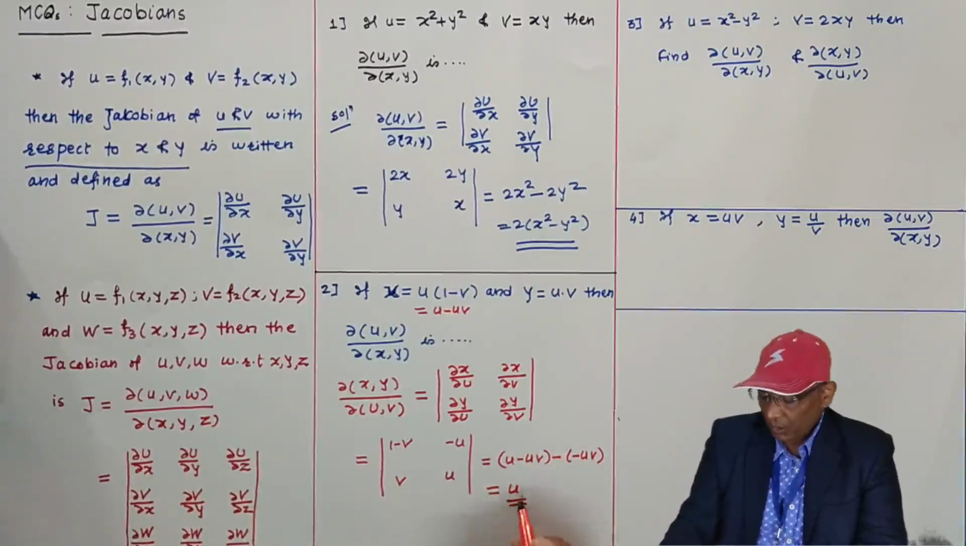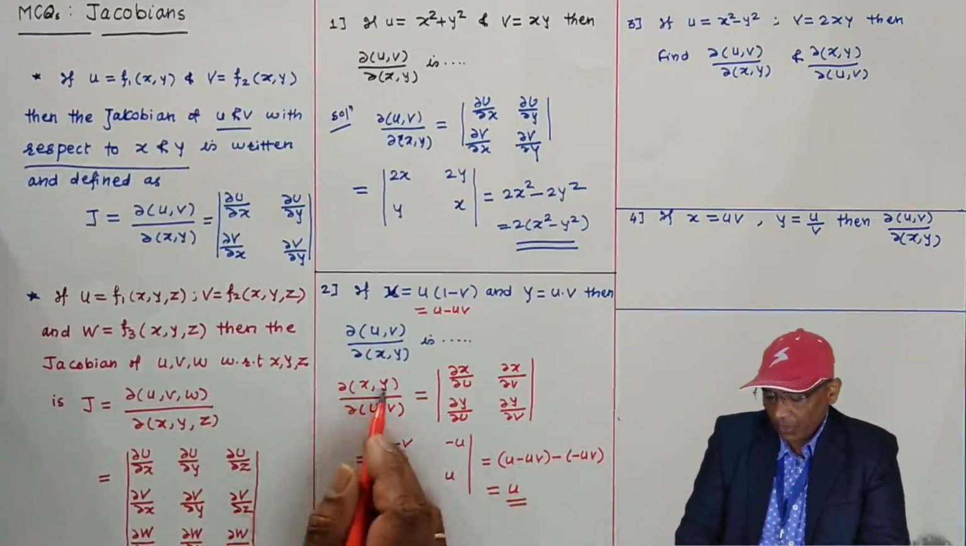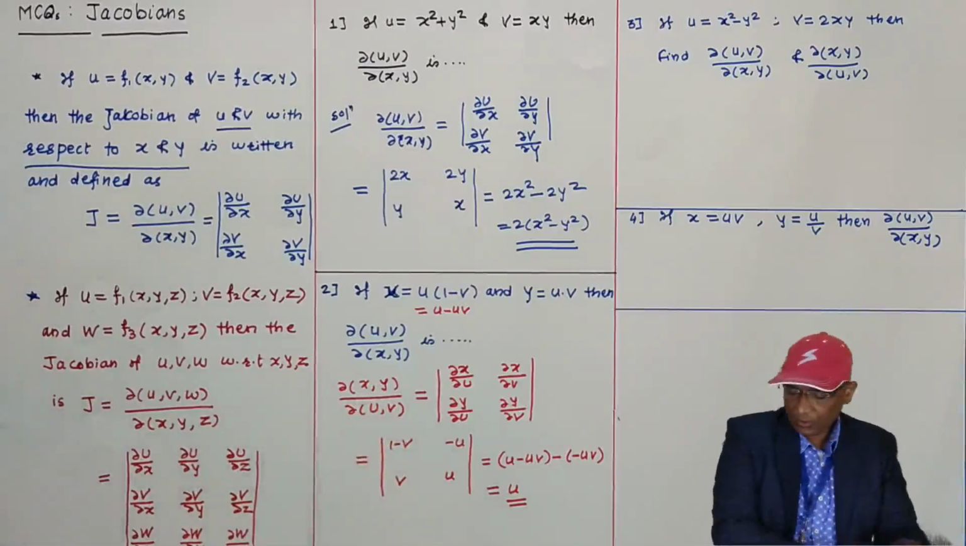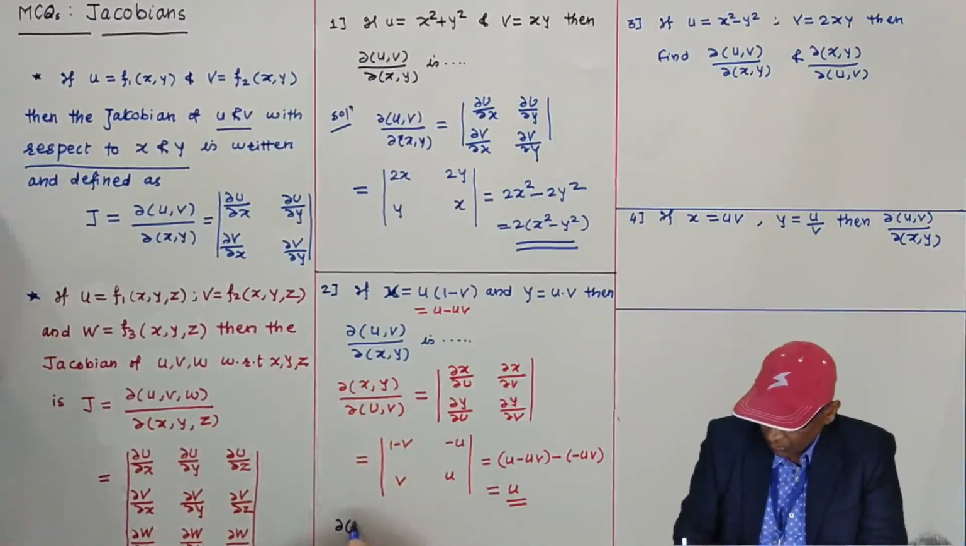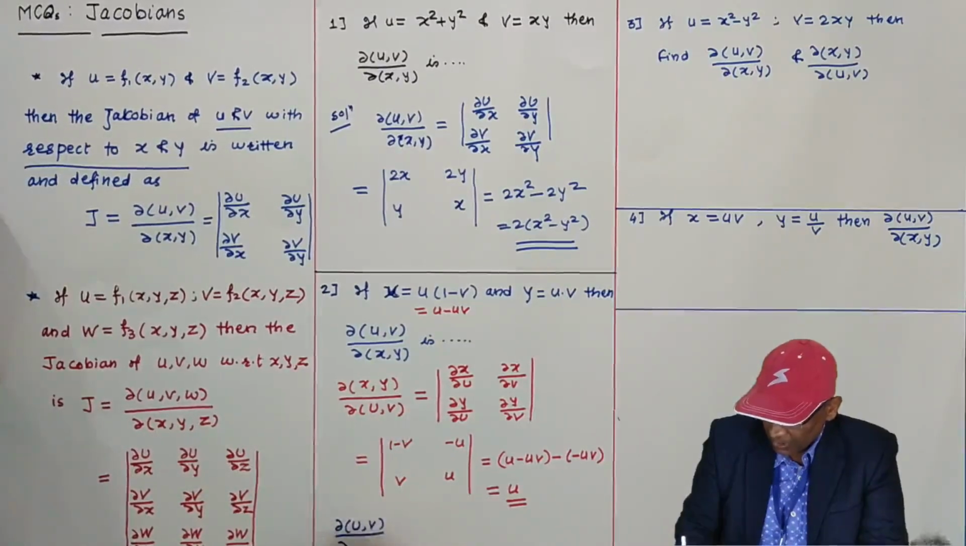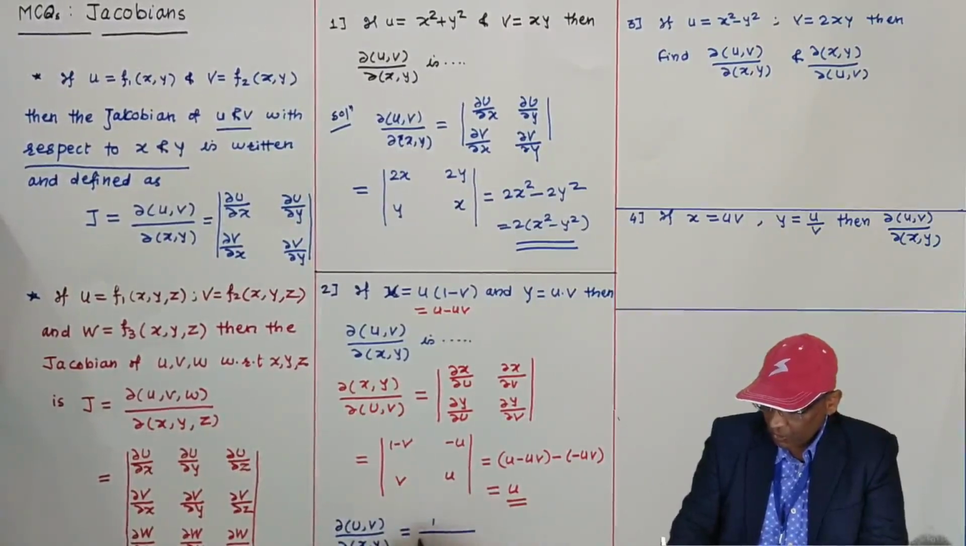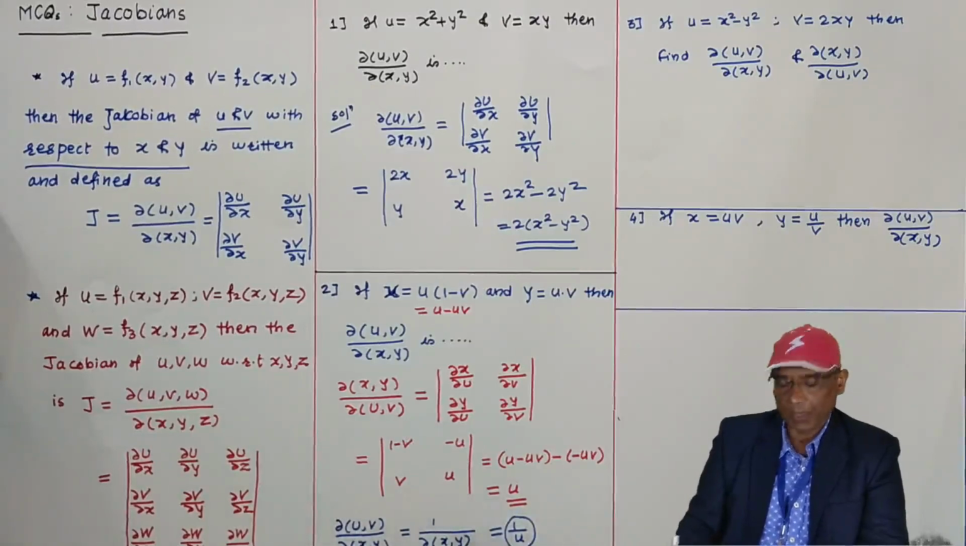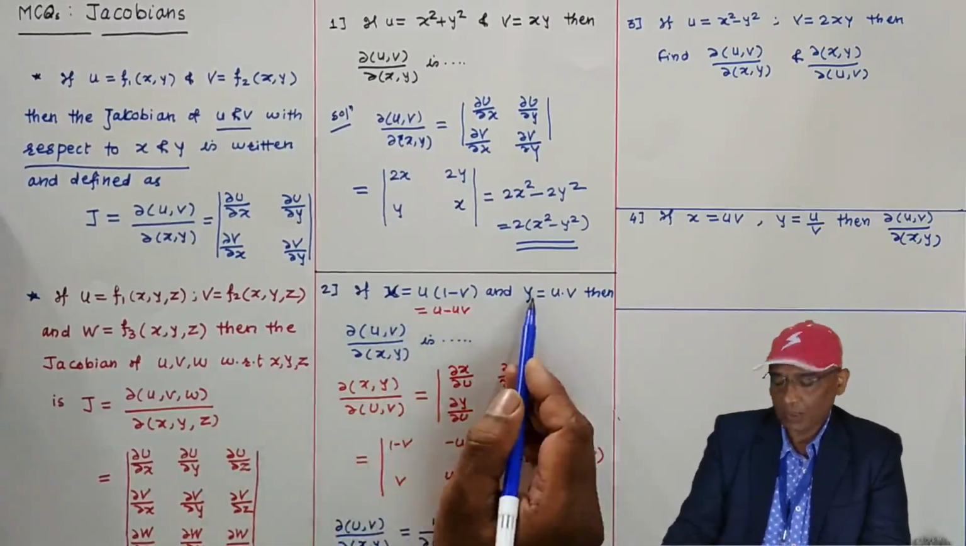But what is u here? u is the Jacobian of xy with respect to u and v. But we want the Jacobian of uv with respect to xy. So it will be 1 divided by the Jacobian of xy with respect to uv. And the value of this Jacobian is u. Means the answer to this is 1 by u.